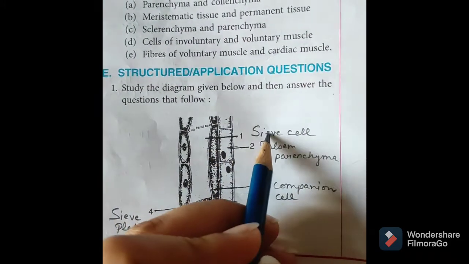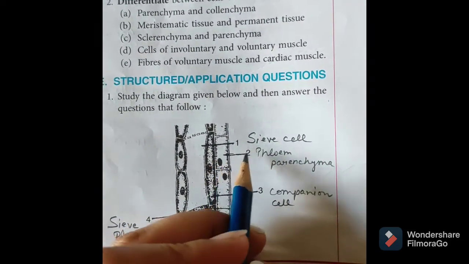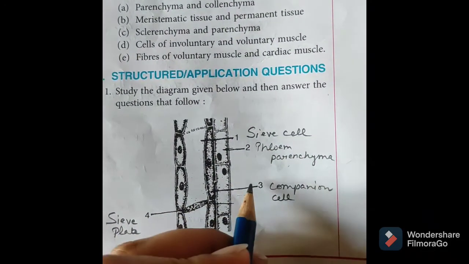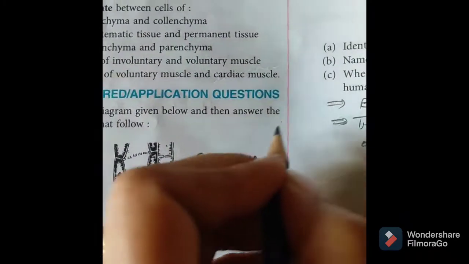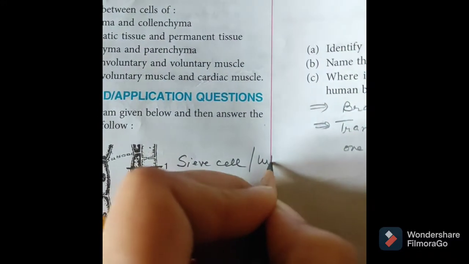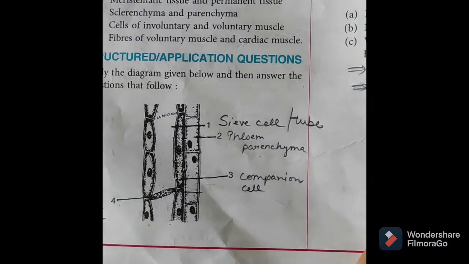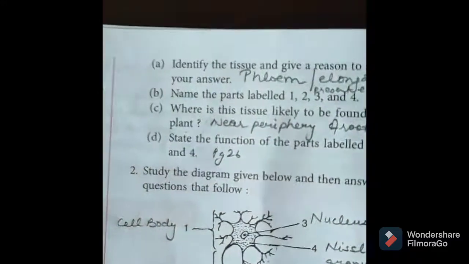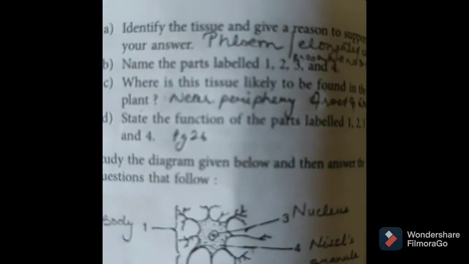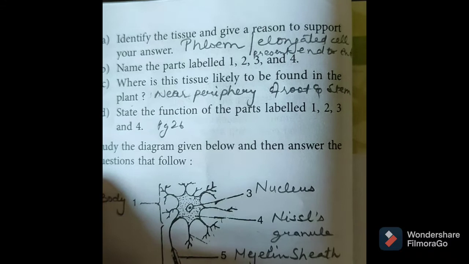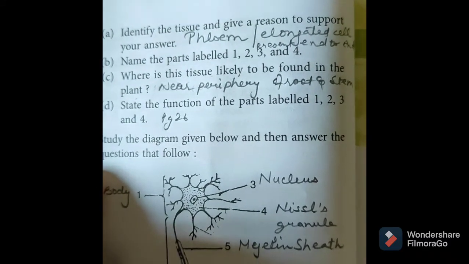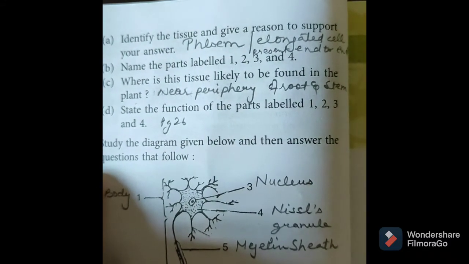Number 1 is sieve cell. Number 2 is phloem parenchyma. 3 is companion cell, and 4 is sieve plate. Sieve cell can also be written as sieve tube. Both will be correct. Now, where is this tissue likely to be found in plants? Near the periphery of root and stem. Periphery means just near the outer region.